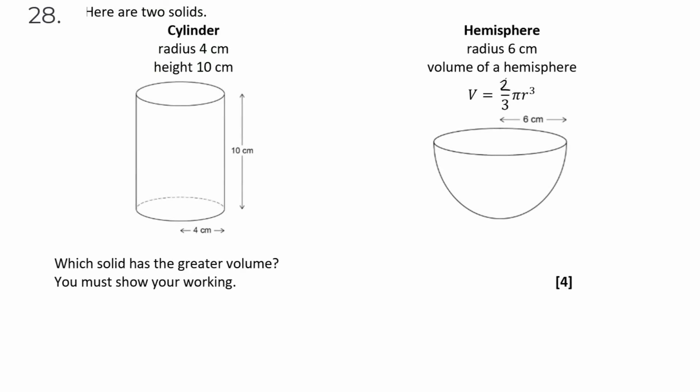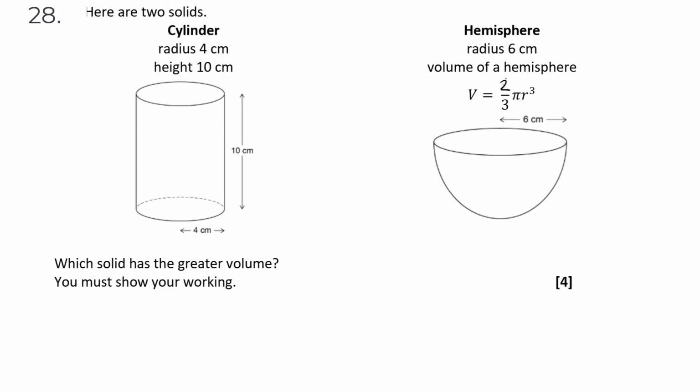Here are two solids. We've got a cylinder, and we've been given its radius of 4 and its height of 10. And we've got a hemisphere, and we've been given its radius of 6, and we've been given the formula for the volume of a hemisphere. We're told it's 2/3 pi r cubed. Okay, which solid has the greater volume? You must show your working.